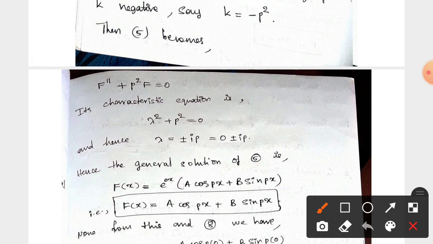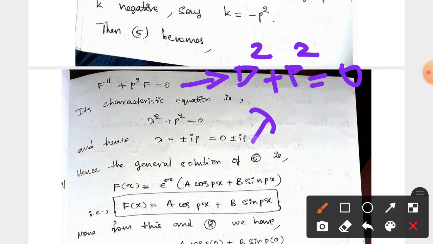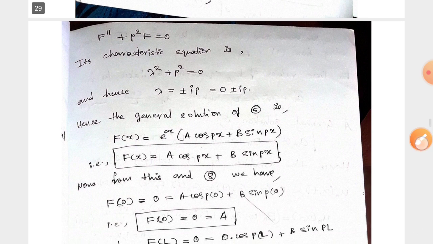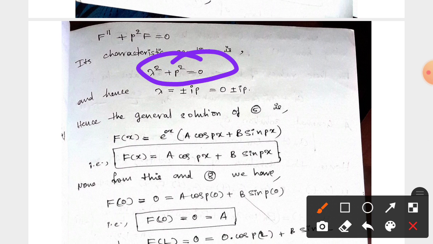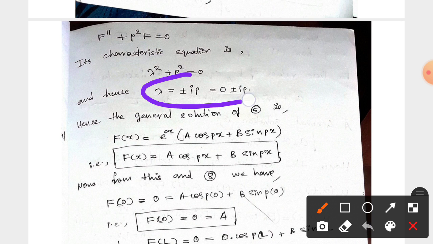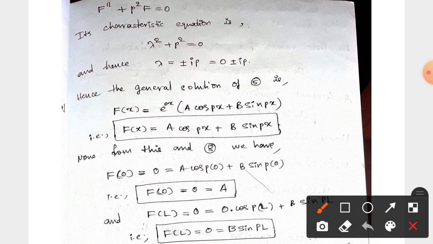So its characteristic equation is what? Its characteristic equation is d square plus p square is equal to 0, or you can also write lambda square plus p square is equal to 0. This is the characteristic equation. So the solution of this equation is given by lambda is equal to plus or minus ip. That is, we can also write it as 0 plus or minus ip, which is a complex root, isn't it? Lambda is a complex number.